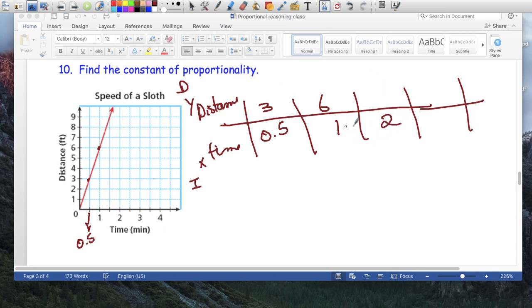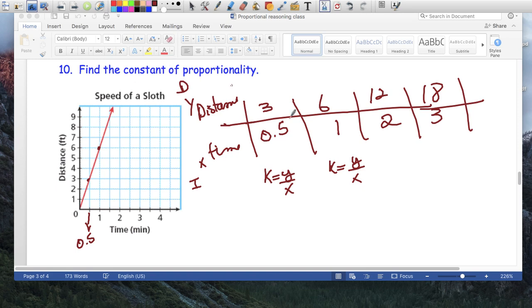Okay. 11. Which graph shows a proportional relationship? Well, one of the things we talked about today was that if they have a proportional relationship, it's going to be a straight line, and it's going to go through the origin. So this one, yes. This one, no. And this one, although a straight line, doesn't go through 0, 0. So the only one is that one in the corner.